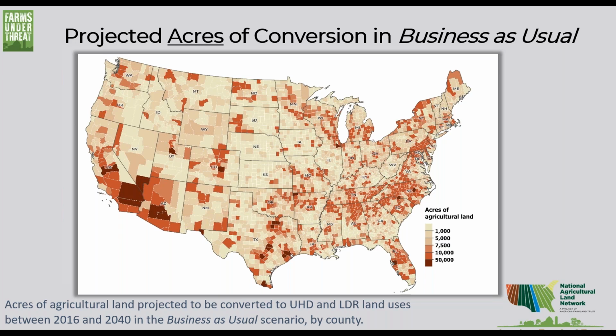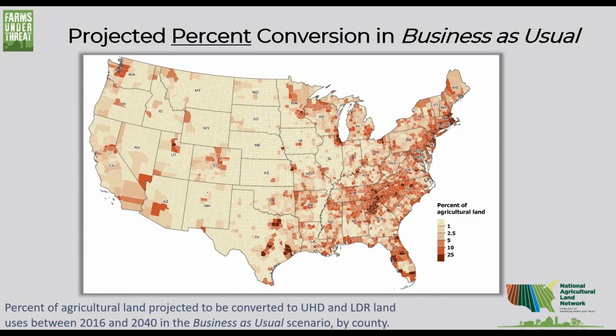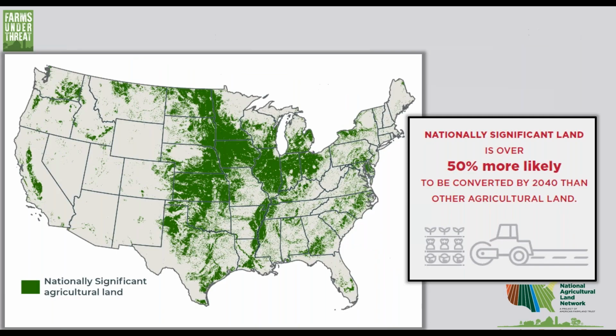The next slide compares the percent of agricultural land in each county that is projected to be developed. And here you see a slightly different pattern in Iowa and across the region. In Iowa, a couple of counties still light up because the projected conversion represents a sizable portion of their remaining farmland. So, another key finding relates to the impacts on our very best agricultural land.